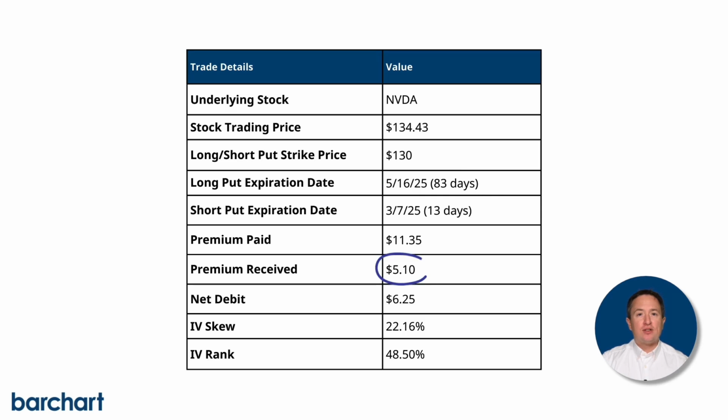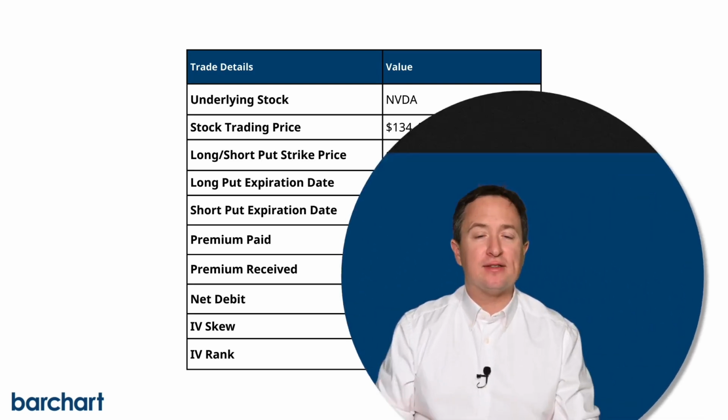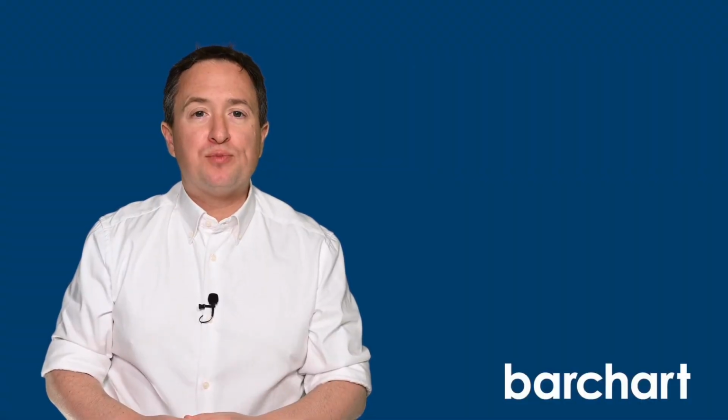You'll get $5.10 for the short put and pay $11.35 for the long put, bringing the total net debit to $6.25. Now, let's break this trade down.